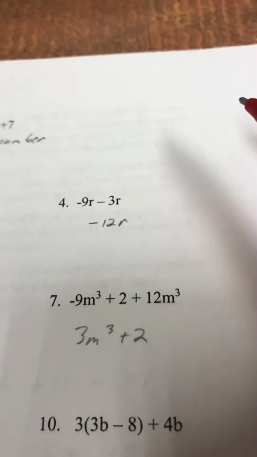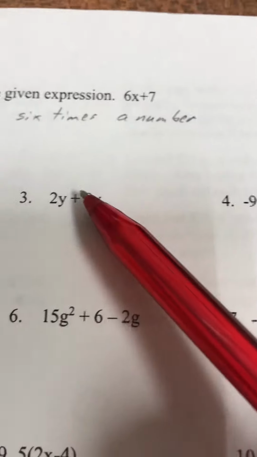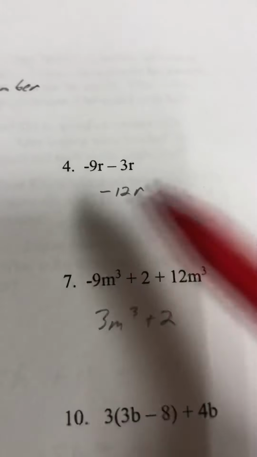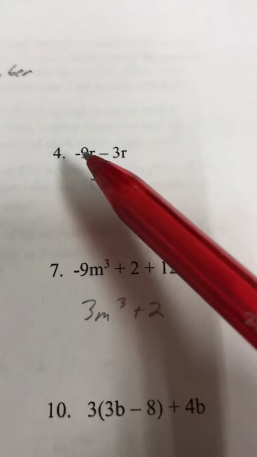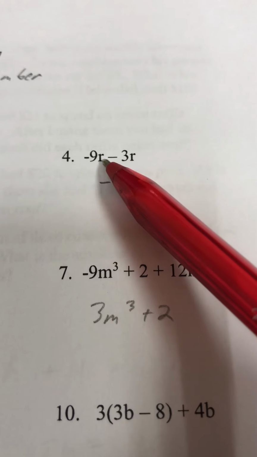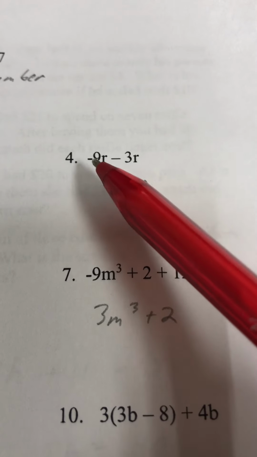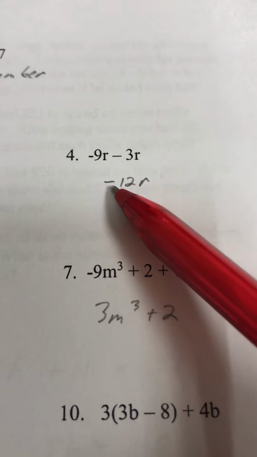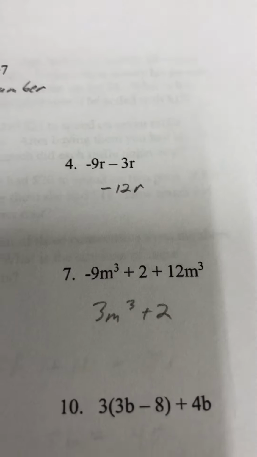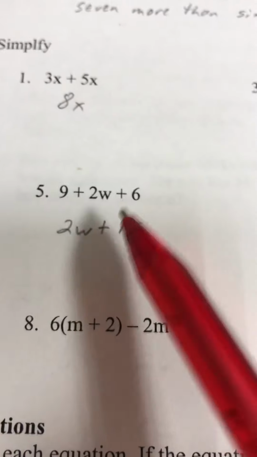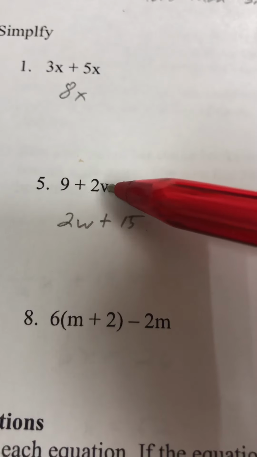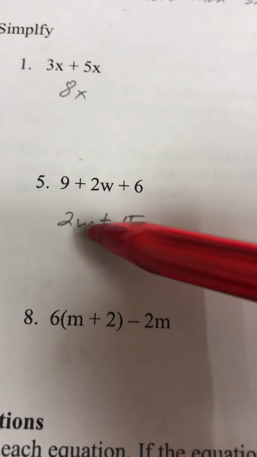Simplifying. I went over here to number 4 because I thought there was a missing number 2. So here we go. I have a negative 9 with an r and I have minus 3 with an r. So negative 9 minus 3 is negative 12r. Okay, I only have a 2w. I don't have anything else with a w, so I'm just going to bring that right on down.